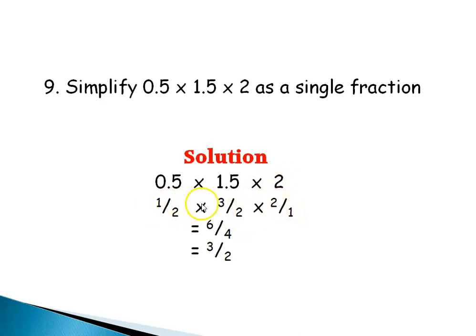So I'll multiply. By the time I multiply, 1 times 3 is 3. 3 times 2 is 6. 2 times 2, 4. 4 times 1, 4. So 6 over 4. But I can still divide further, isn't it? 2 can divide both numbers. 6 divided by 2, 3. 4 divided by 2, 2. So 3 over 2 is the single fraction. Is that taken? Very good.